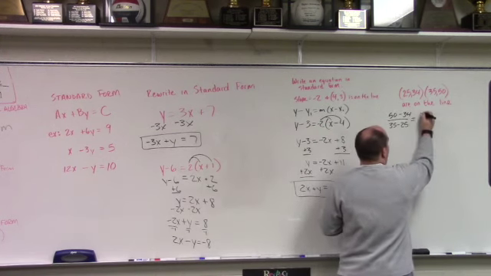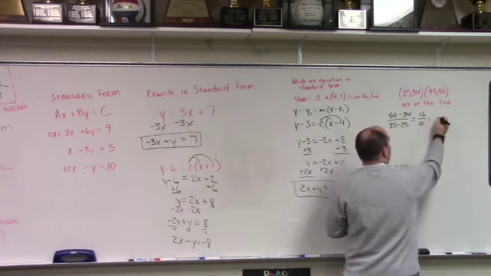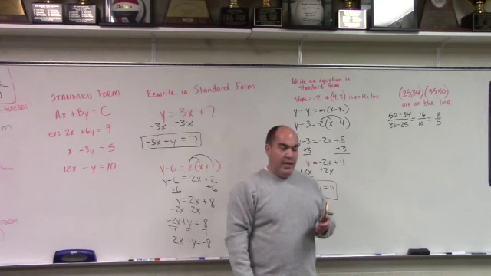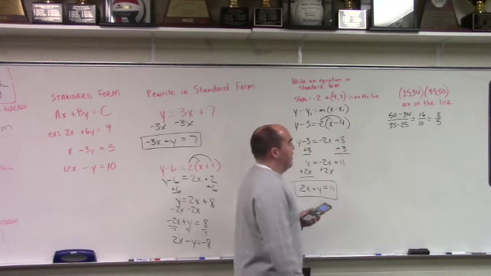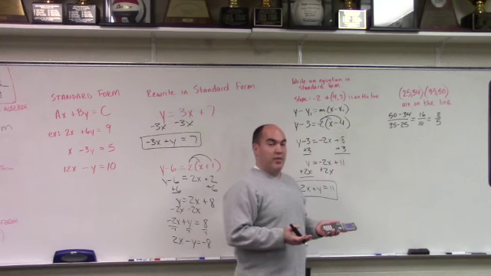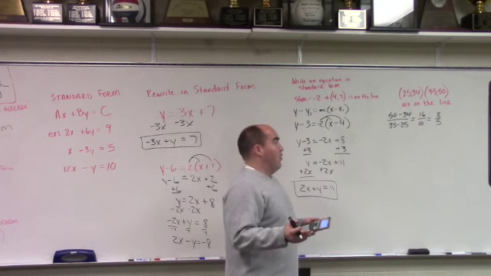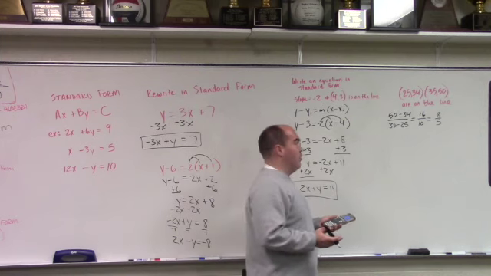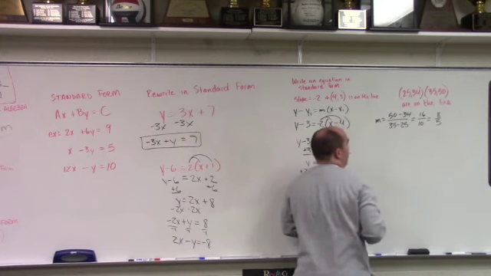So 50 minus 34 is 16. 35 minus 25 is 10. 16 over 10 reduces to 8 over 5. If you can't do it in your head, always got your handy dandy calculator to help you out. Then at this point, you just need to pick, once again, whether you want to do slope-intercept form or point-slope form. And you've got to figure out which one of the points you want to use with the slope. Okay, so we've got our slope is 8/5.